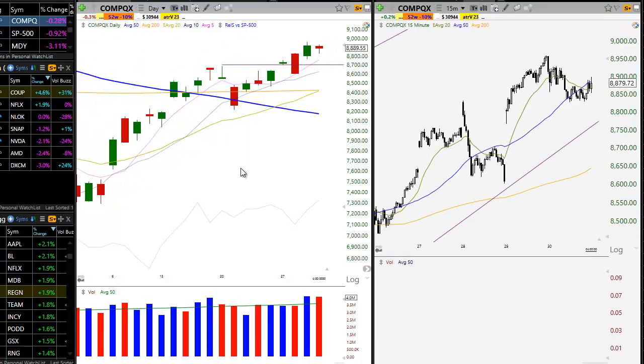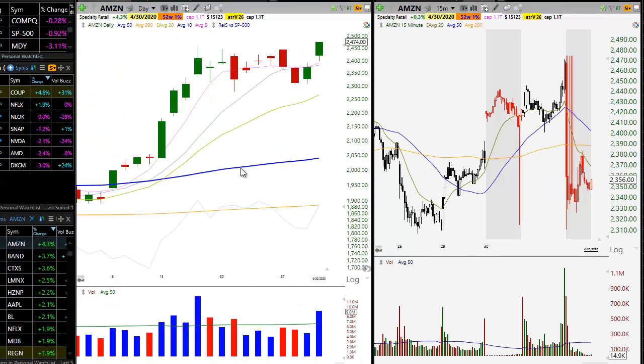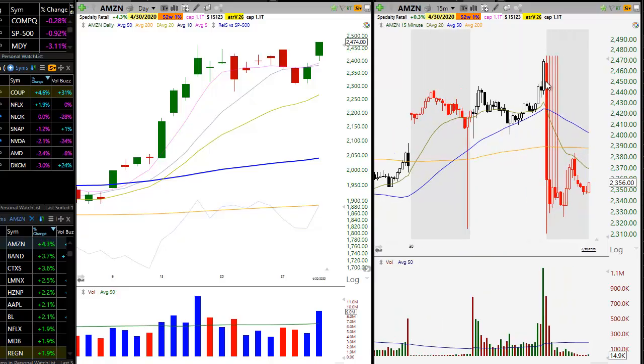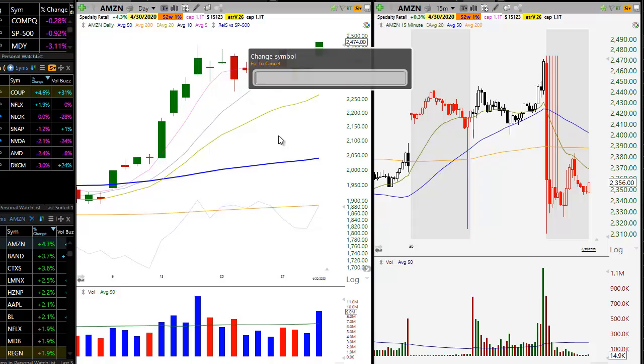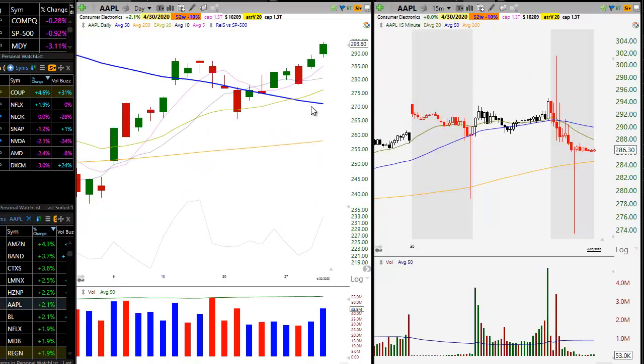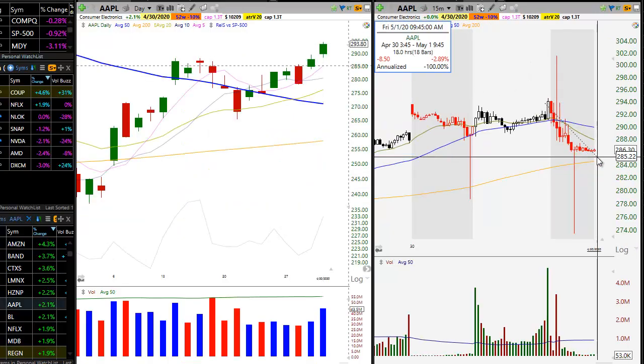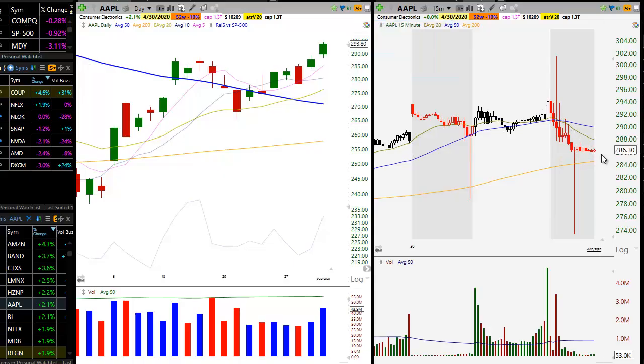So the reason for the sell-off in after hours is that Amazon reported earnings and sold off close to 5% in after hours trading. And Apple was also down about 3% or so.